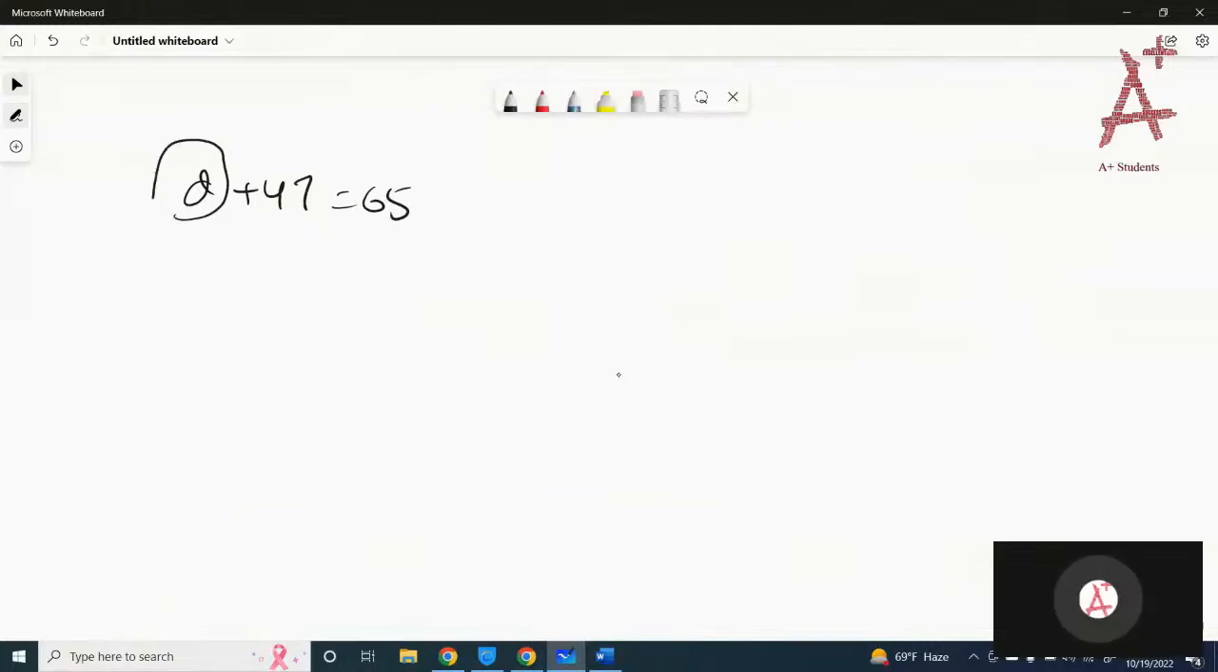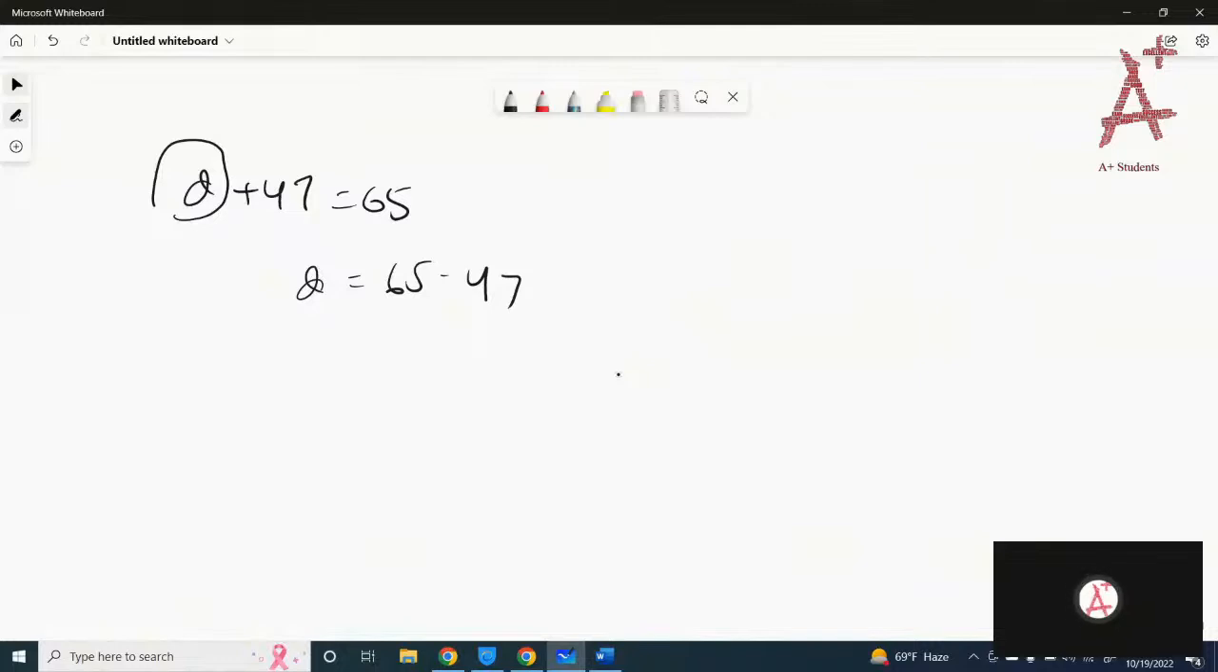You have to isolate the variable d. That means on the one side you just have a variable. Shift the number 47 to the other side. So 47 is adding to d. When you subtract it to the other side, it would be subtracted. Got it?